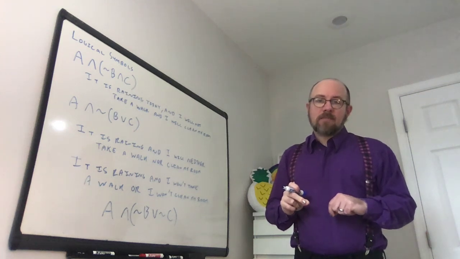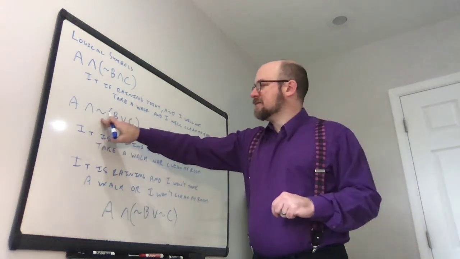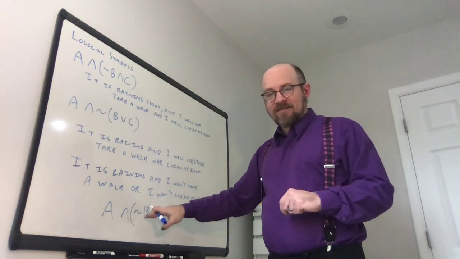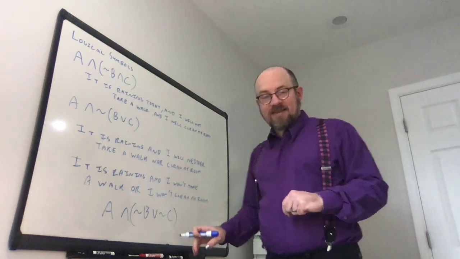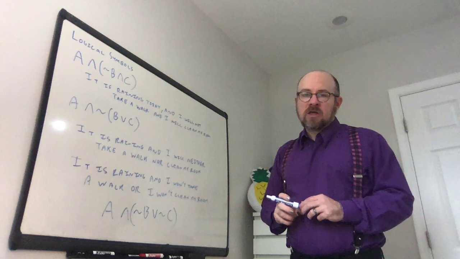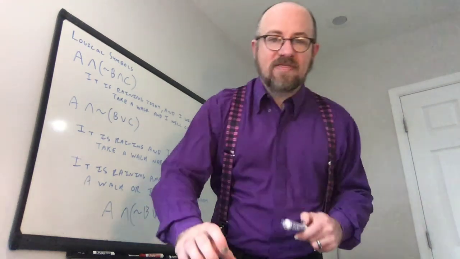Okay? And so how can you see that? That not B or C is not the same thing as not B or not C. Okay? So let's talk about how we can do that, which is a tool called a truth table. Okay? So we'll do that in the next lecture.